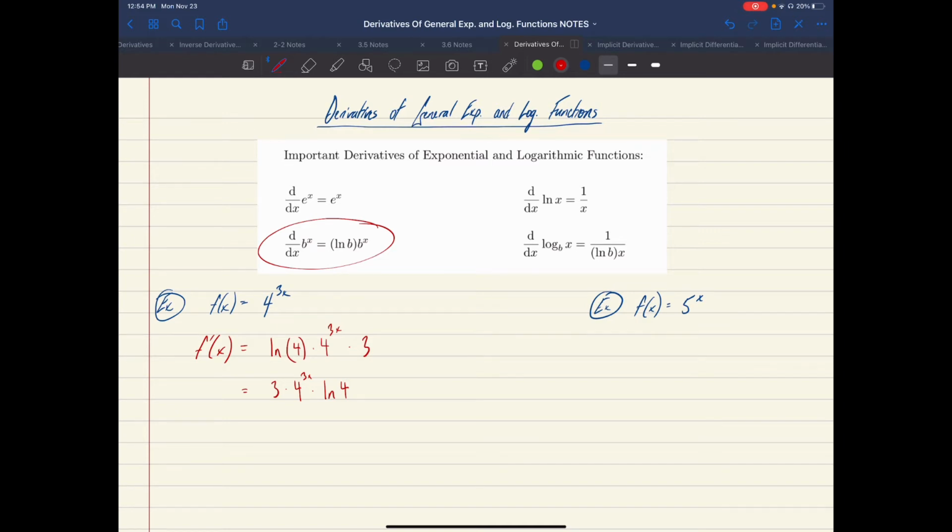Okay, so for the second example, it's actually a little more simple. It's just 5 to the x. So f prime of x, applying that formula, is just natural log of 5 times 5 to the x. And that would be it.